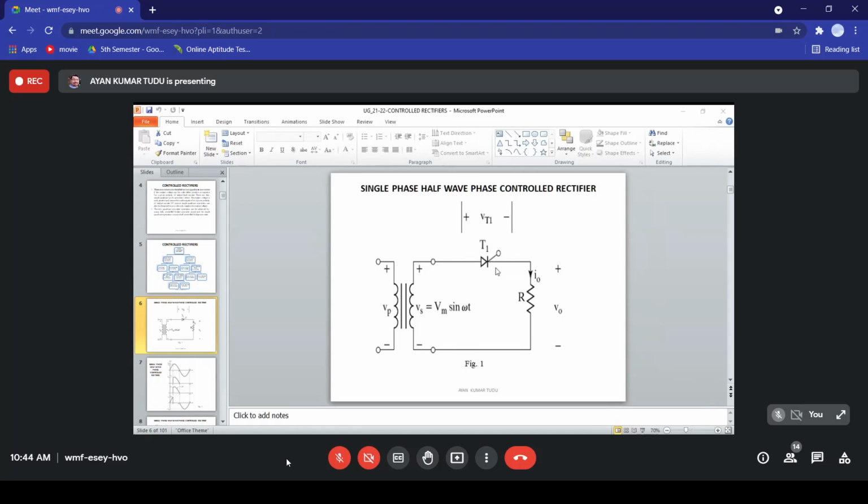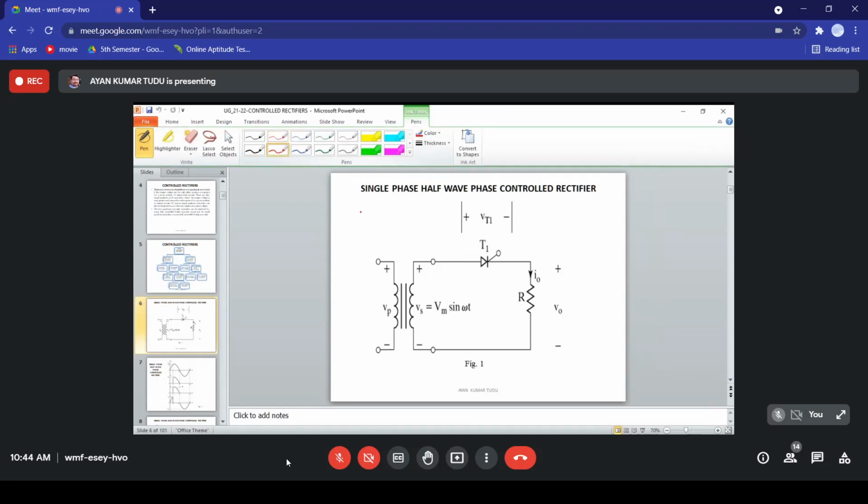Now this thyristor T1 is triggered at a delay angle of omega t equal to alpha, obviously by applying a suitable gate trigger pulse to the gate lead of the thyristor.